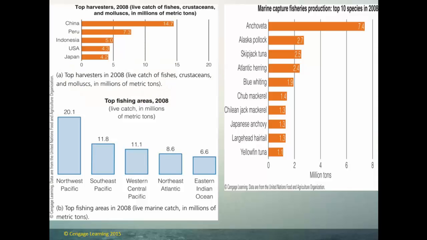Here we have a couple of graphs giving you some information in terms of marine capture fisheries production. So where do we get the most type of a marine bioprotein, and you can see the different lists here, and then the countries that are harvesting the most, with China in the lead and Japan coming in after the USA, and then where are we doing this harvesting? In the Northwest Pacific, the Southeast Pacific, and the Central Pacific, of course the Atlantic and the Eastern Indian Ocean as well.